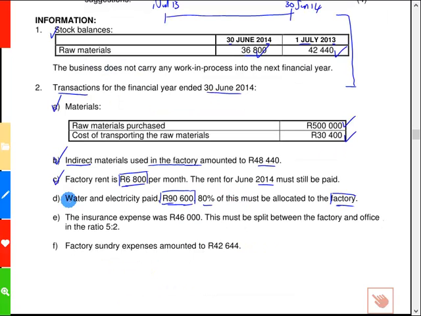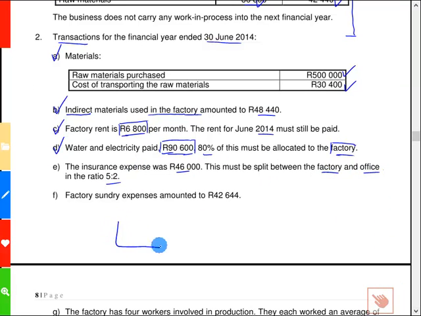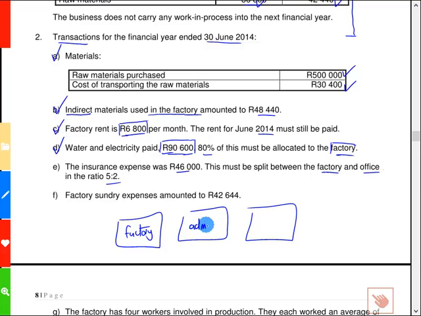Right. Good. The insurance expense was 46,000. This must be split between the factory and the office in the ratio 5:2. Now remember that with the manufacturing entity, we've basically got our 3 different departments or functions. We've got the factory, that's where they make the product. You've got the admin department or the office, that's where they actually issue the invoices, all the documentation and do the accounting and the IT, etc. And then lastly, we've got our sales and distribution department.